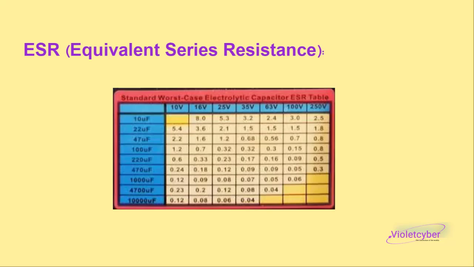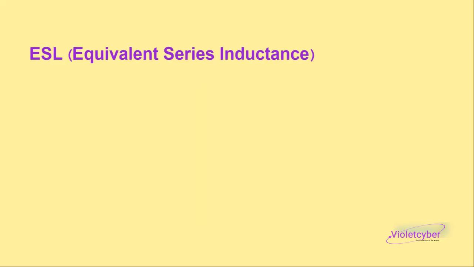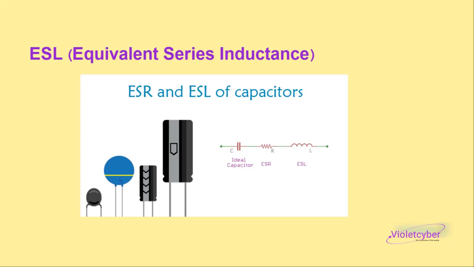ESL, or equivalent series inductance. As I mentioned before, at high frequencies, both ESR and ESL come into play, reducing the capacitor's efficiency. Capacitors with high ESL cannot store and discharge energy effectively at high frequencies. For RF circuits or fast digital circuits operating at high frequencies, capacitors with low ESL, such as MLCC or multi-layer ceramic capacitors, are suitable.